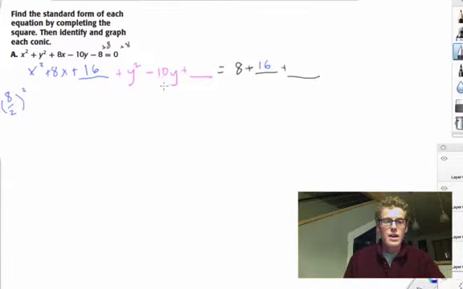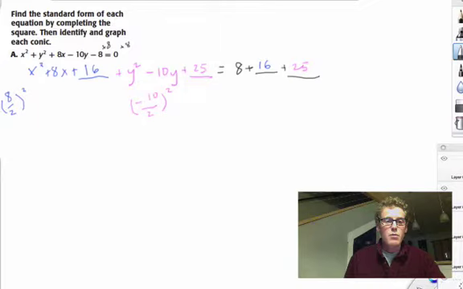Okay. And then on this other version, I have minus 10y. So my coefficient is negative 10. So there's negative 10 divided by 2, quantity squared. All right. Negative 10 divided by 2 is negative 5, times itself is 25. So I'm going to say plus 25. And then I'm going to add plus 25 here.